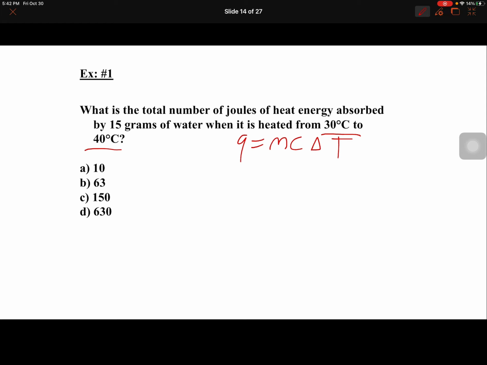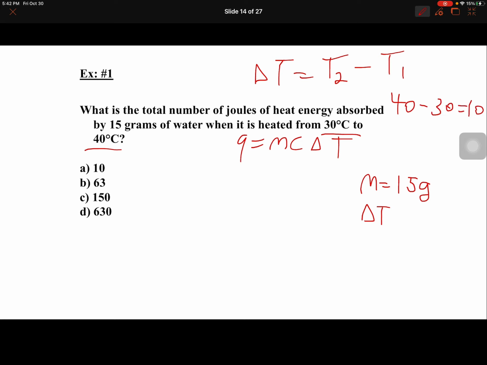So let's write what we have. We're given our mass, which is 15 grams. We're given our temperature change, which, by the way, I'm going to write up here. Your temperature change is equal to your second temperature subtracted by your first temperature. So it's heated from 30 to 40. So you're subtracting 40 minus 30, and that's equal to 10. So your change in temperature is 10 degrees Celsius.